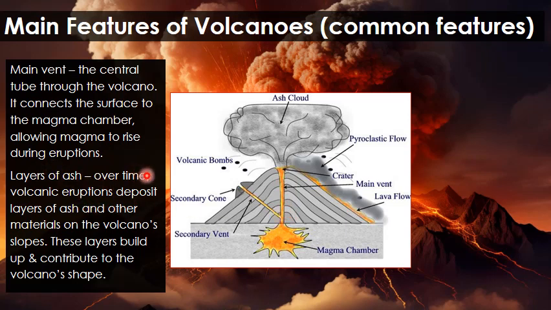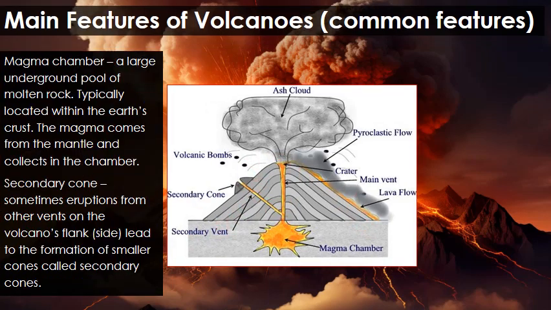Then we have layers of ash. Over time, volcanic eruptions deposit layers of ash. You see all of this ash that is being ejected into the atmosphere. When it falls, it forms layers of ash. Each time it's ejected, ash falls on the volcano cone, and this deposition of ash forms layers of ash. Over time, volcanic eruptions deposit layers of ash and other materials on the volcano's slopes here, and these layers build up and contribute to the shape of the volcano.